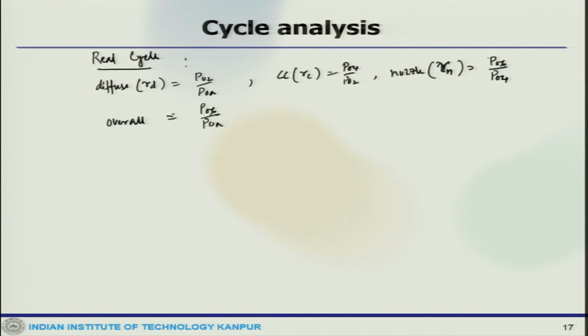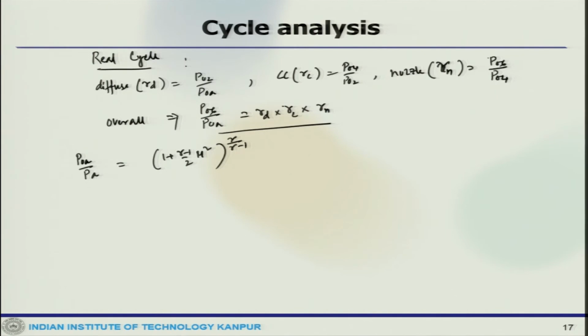by P naught A, which is R d into R c into R n. So, that is the overall pressure ratio. But the properties gamma and R, as the flow passes through the different portions of the engine, we can still assume constant. So, now we write the stagnation pressure relation with gamma minus 1 by gamma.